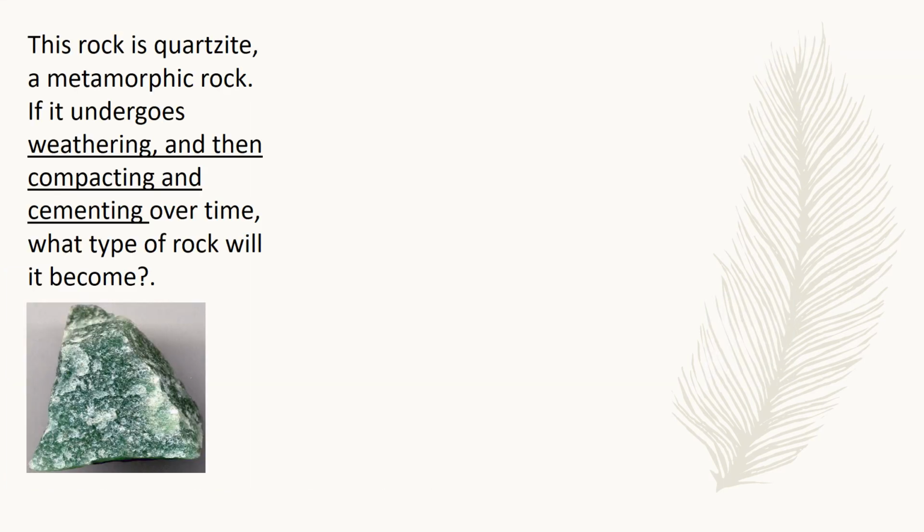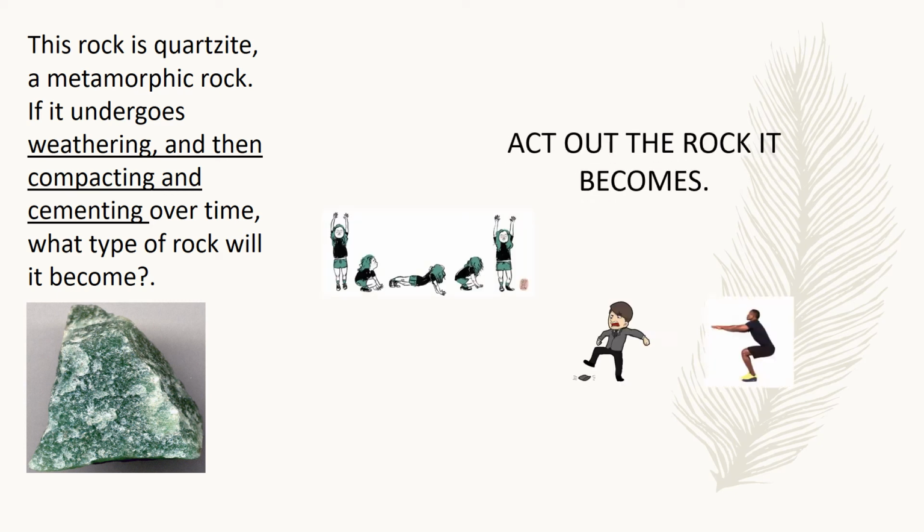Okay, this rock is quartzite. It's a metamorphic rock. If it undergoes weathering and then compacting and cementing over time, what type of rock will it become? Metamorphic, sedimentary, or igneous? Pause the video, do the exercise, and hit play when you're ready to see the answer.